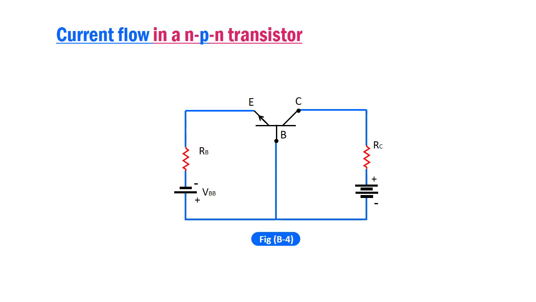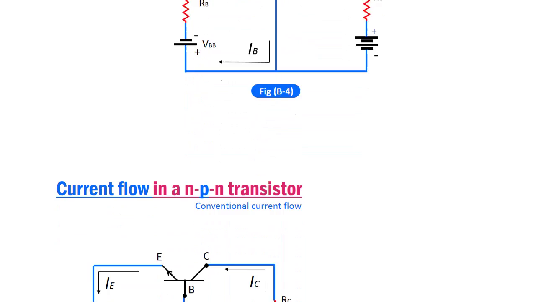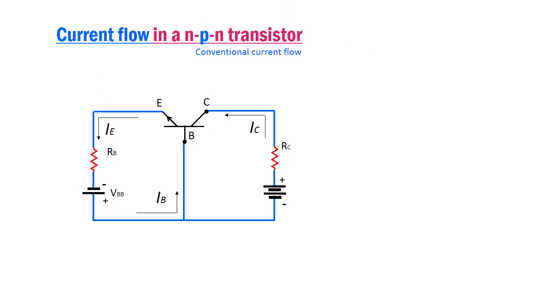In a normally biased transistor, due to the already mentioned flow of electrons, we can say that an electronic current, IE, flows from the emitter into the base. A very small part of it, current IB, flows out of the base. The rest of it, IC, flows out of the collector, as shown in figure B4. The flow of conventional current is shown in figure B5.